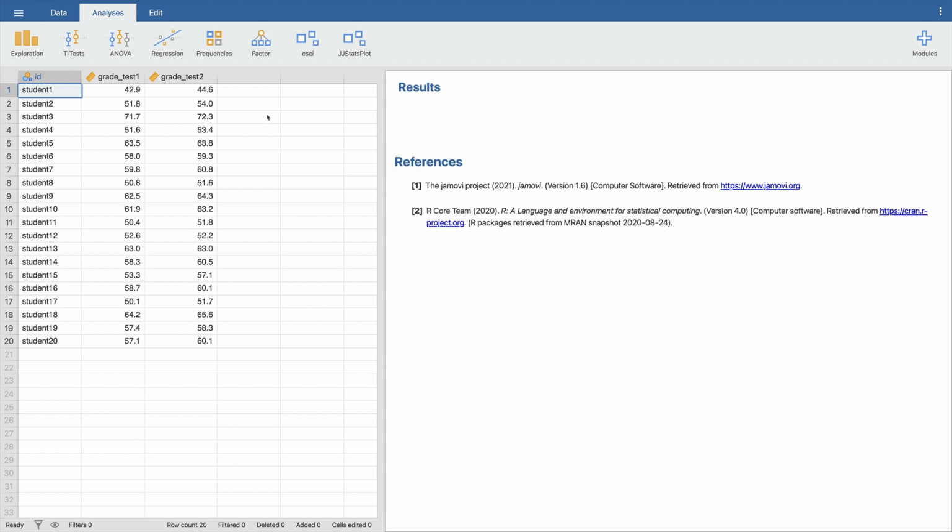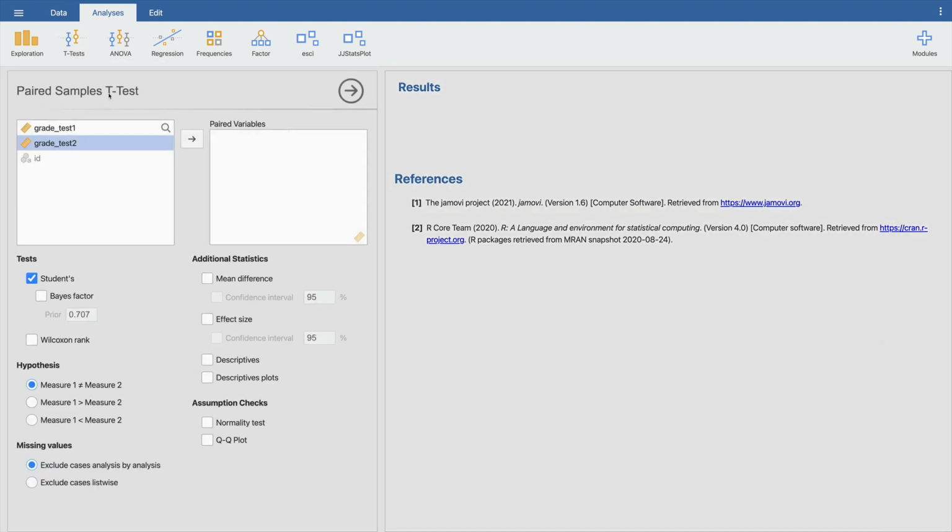So in order to analyze this, we're going to go back up here and click t-tests again. This time, we're going to go ahead and pick a paired samples t-test. So that's what's called in Jamovi a dependent t-test or a within subjects t-test. It's the same thing as a paired samples t-test. So I click paired samples t-test.